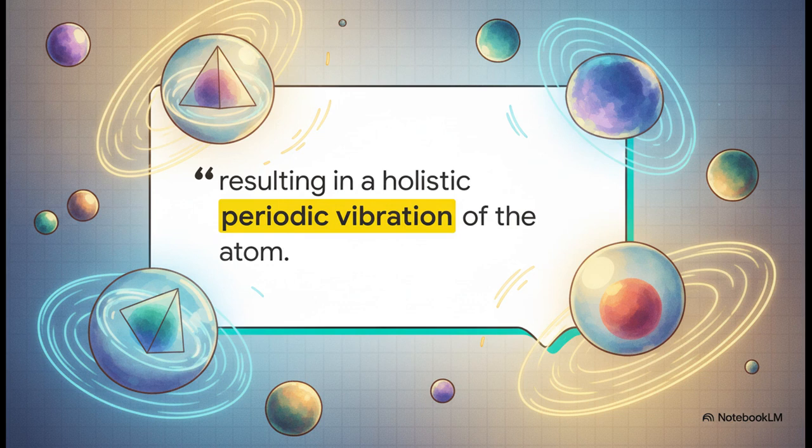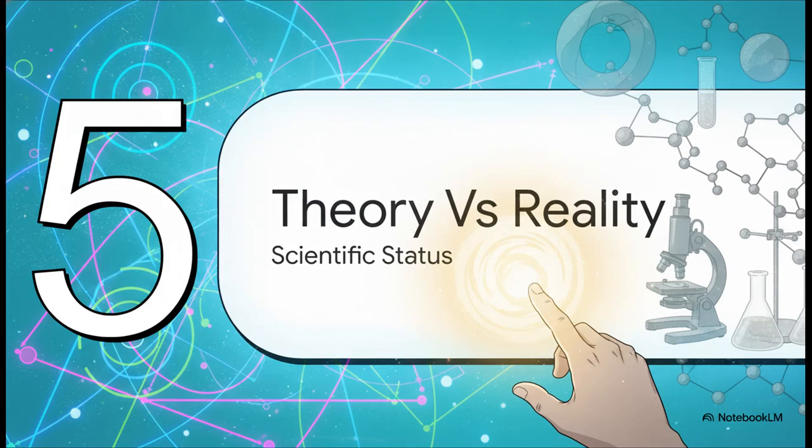This coherent oscillation imparts a periodic vertical displacement to the entire nucleus and its surrounding envelopes, resulting in a holistic periodic vibration of the atom. In plain English, the entire atom is constantly vibrating and ringing like a struck bell, all thanks to that bouncy pyramidal core. Which leads us to our final part, Section 5, Theory versus Reality.